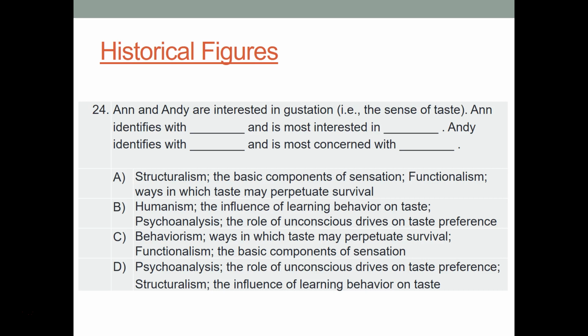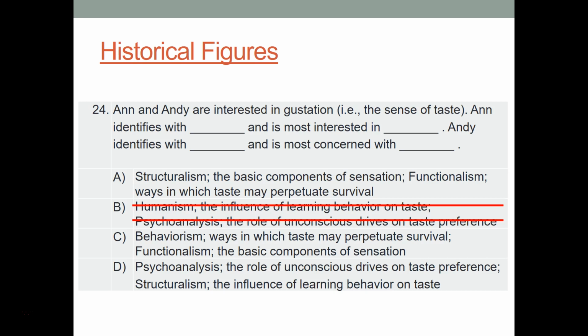Option B, Anne identifies with humanism and is most interested in the influence of learning behavior on taste. This should set up red flags because humanists weren't really interested in learning behavior. If we read the second piece, Andy identifies with psychoanalysis and is most concerned with the role of unconscious drives and taste preference. We know psychoanalysis was associated with unconscious drives, but humanists weren't really worried about learning. So it looks like we have a mismatch there, so we can cross that off.